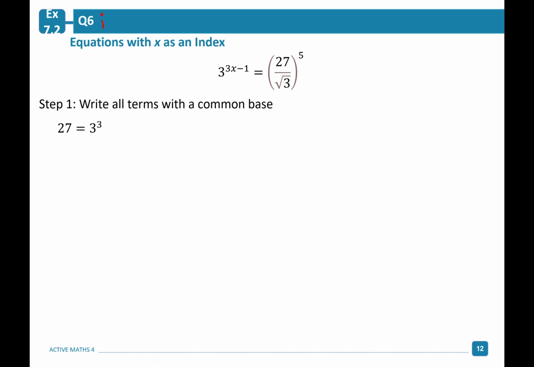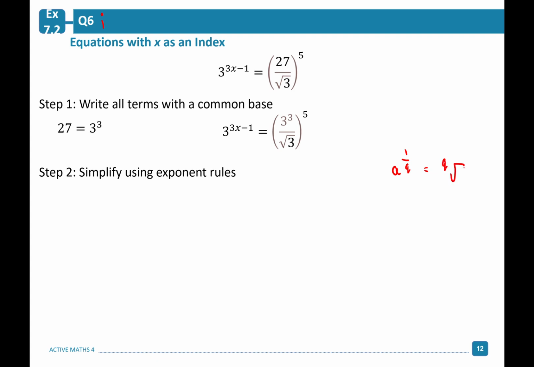Substituting that into our equation, we get 3 to the power of 3x minus 1 equals 3 cubed over root 3, all to the power of 5. Step 2, we're going to simplify using our exponent rules. So the first thing I see here is on my denominator I have root 3. So again, going to rule 6, we can see we're using this rule a lot. A to the power of 1 over q equals the q-th root of a.